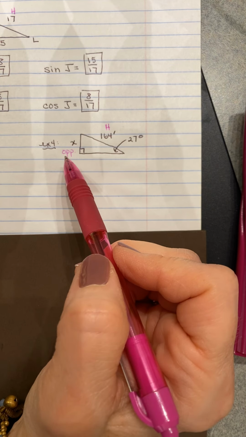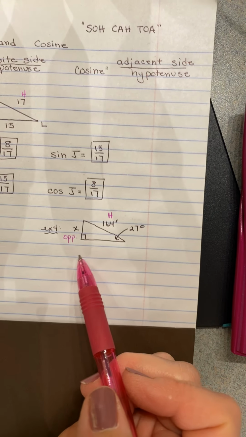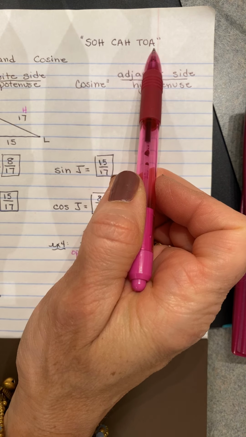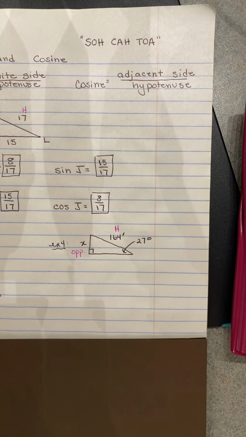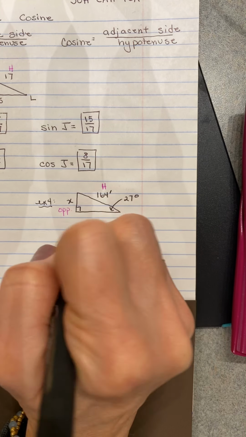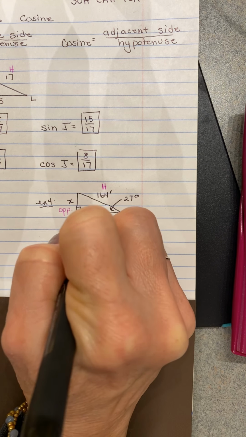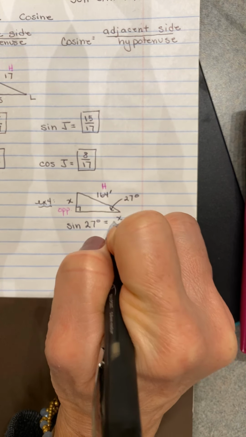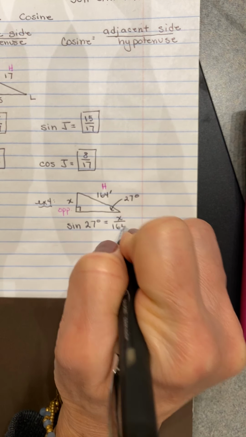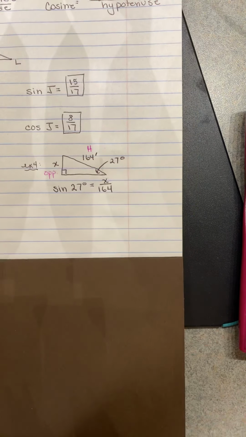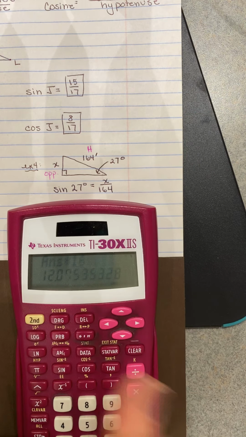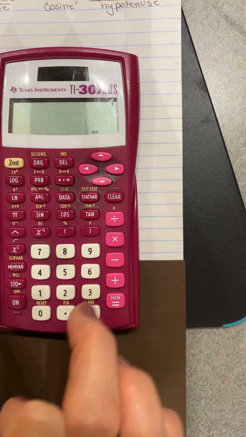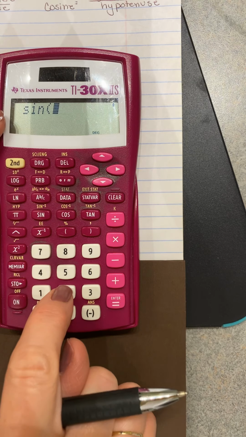So then you have to ask yourself, which trigonometric ratio includes the opposite and the hypotenuse? That would be sine. So our trigonometric equation will be the sine of 27 is equal to the opposite, which we don't know, over the hypotenuse, which is 164. And once you get to here, this becomes pretty clear-cut, hopefully. We find the sine of 27.